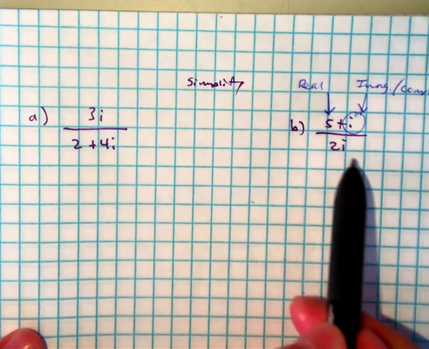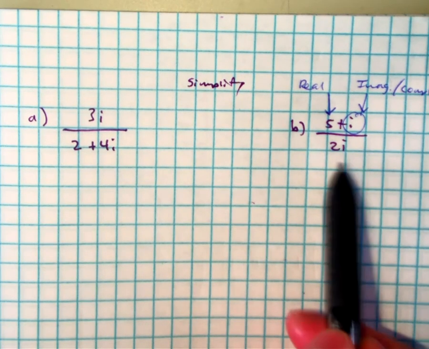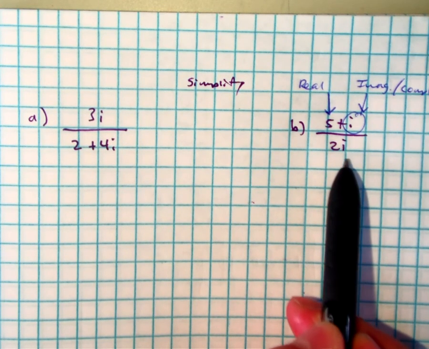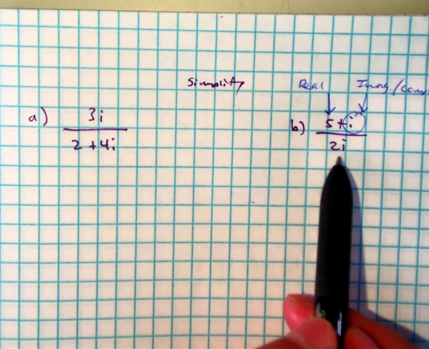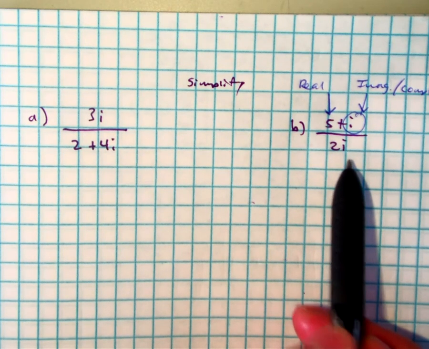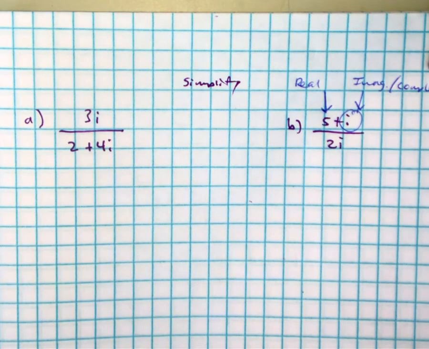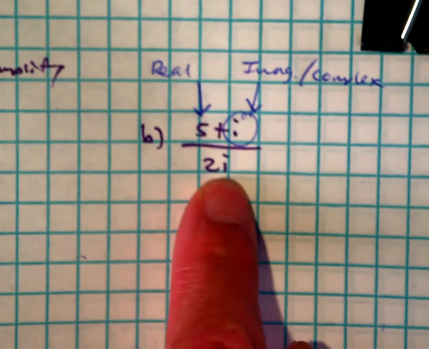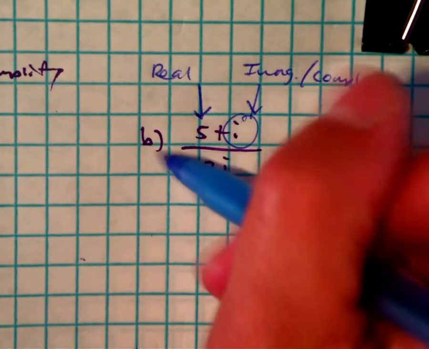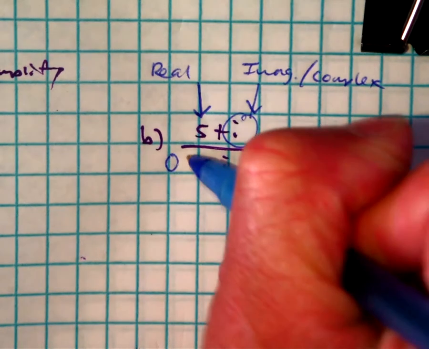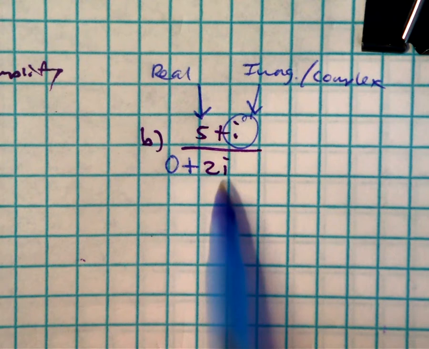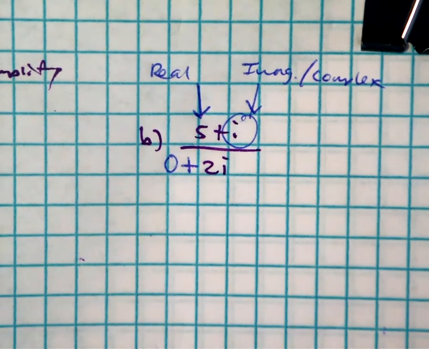So, we also learned that I is basically what? The square root of negative 1. Can we have a square root in the denominator? No, so we have to get rid of it. Okay? Now, notice how in this problem, in the denominator, it doesn't have a real. So I can put a number here, 0. And I put a plus because 2i is positive, so 0 plus 2i. To get rid of it, I'm going to have to multiply by the conjugate.